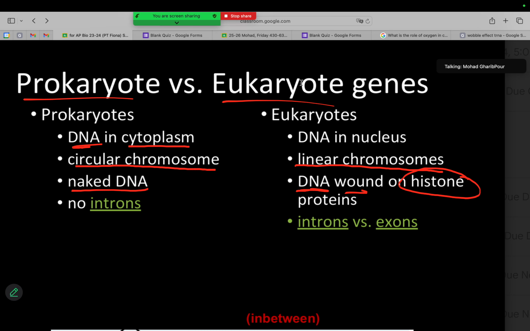There are no introns in prokaryotes. They don't need them. They need all of their DNA all the time. We have introns in eukaryotes.